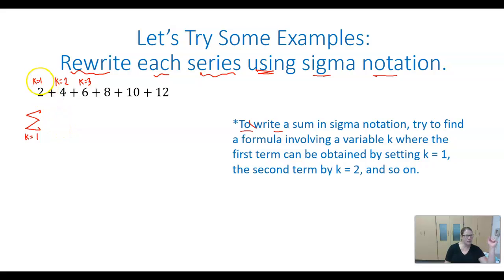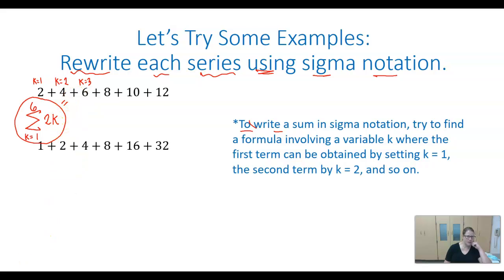So this looks to me like it's just 2 times k. So if I plug in k equals 1, I'm going to get 2. 2 times 1 is 2. 2 times 2 is 4. 2 times 3 is 6. 2 times 4 is 8. And it looks like I'm going up to 6. That's my last term. It would be 6 times 2, which is 12. So this would be the same sum, right? They're equal to each other, but written in sigma notation.